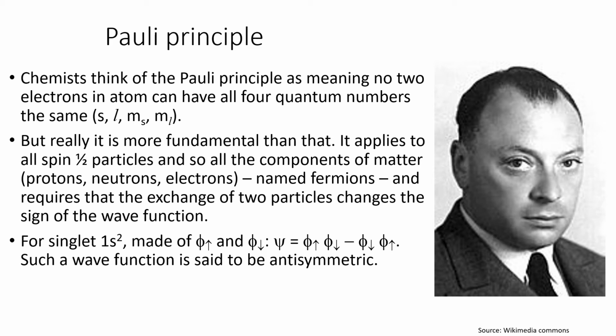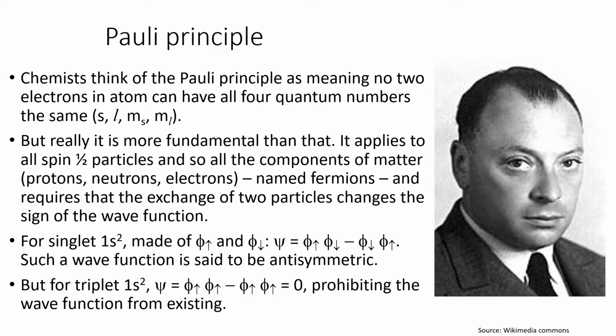And so you can see here that if we were just to switch the labels of the up arrow and the down arrow, that first term would turn into phi down, phi up, and the second half of it would be phi up, phi down. If you think about the minus sign in there, that would be exactly minus what it was in the first place. So that implies that when you exchange the particles, you change the sign of the wave function. This is something which the Pauli principle demands, and such a wave function is said to be antisymmetric.